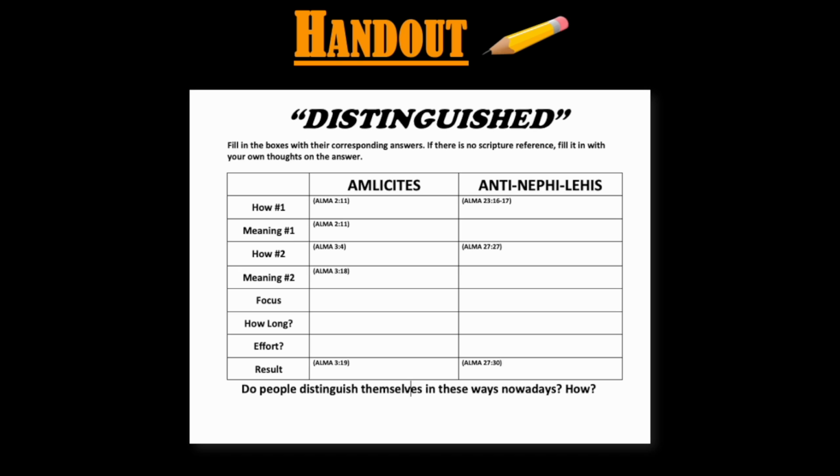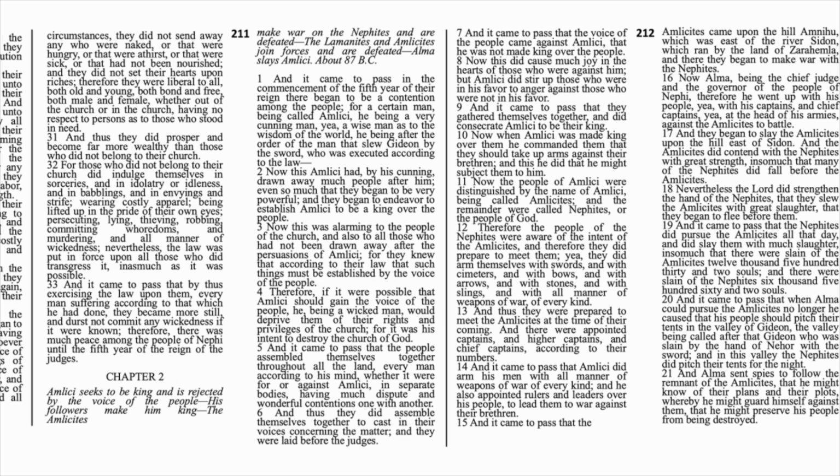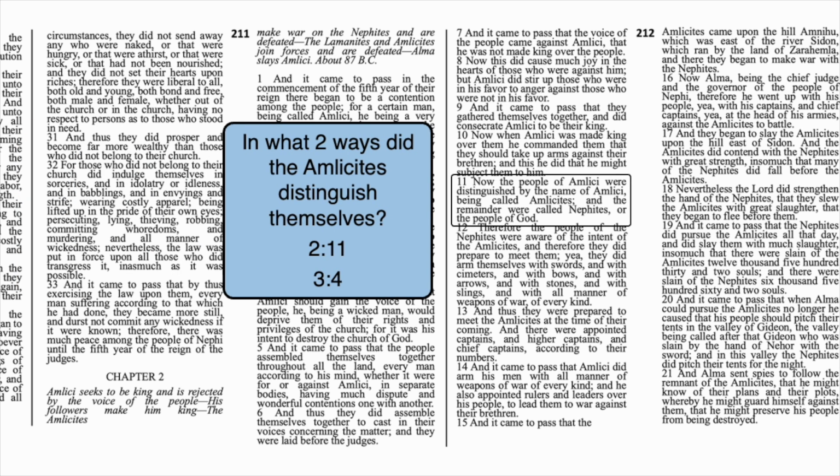The first group that we're going to examine is that faction of the Nephites that supported the desires of Amlici, or the man that wanted to be the king. They wanted to distinguish themselves, and they do it in two ways. In what two ways did the Amlicites distinguish themselves in 2:11 and 3:4? 2:11. Now the people of Amlici were distinguished by the name of Amlici, being called Amlicites, and the remainder were called Nephites, or the people of God.